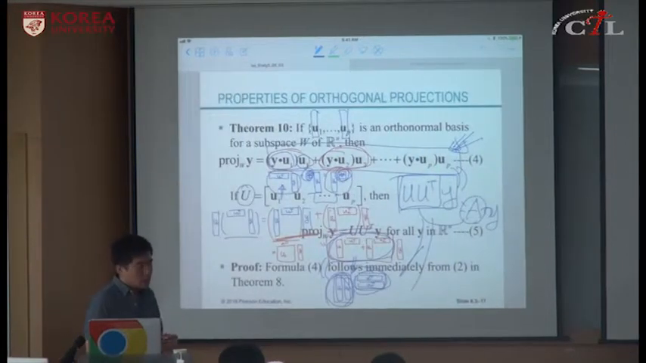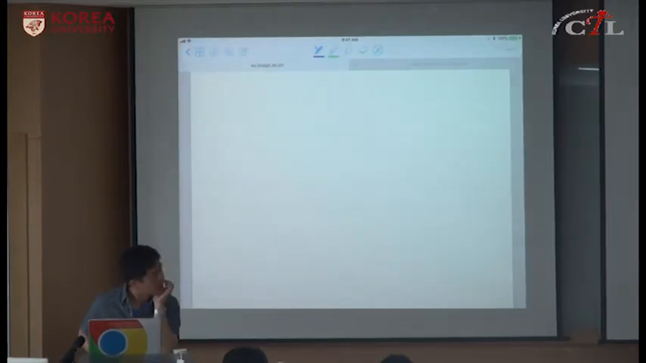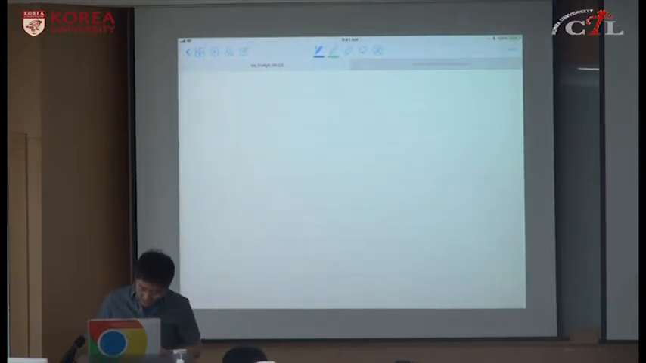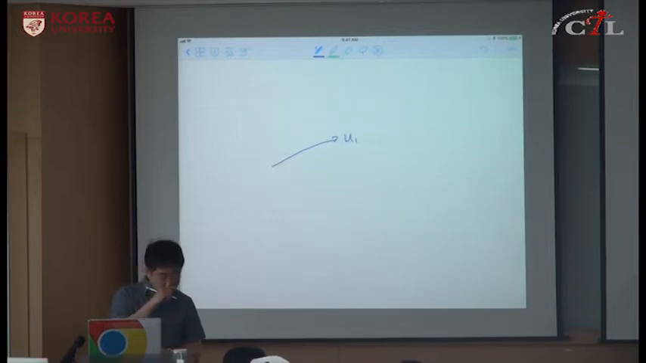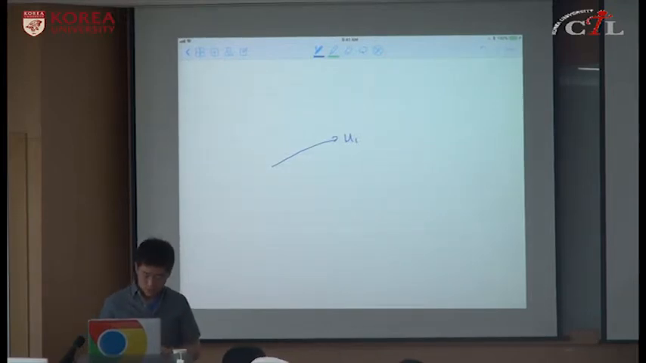Related to this case where we use orthonormal basis vectors, let me give an additional explanation. I'm not sure if we explained it already, so if I did, please stop me and let me know. Suppose we have this U1, and we consider the orthogonal projection onto the single line spanned by U1, with our vector Y over here.